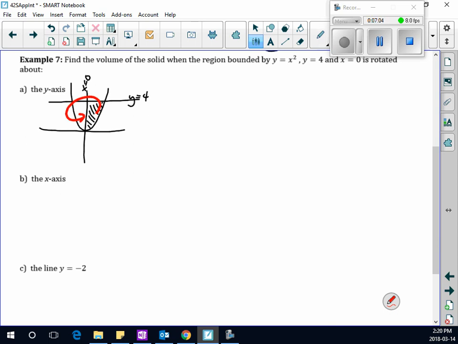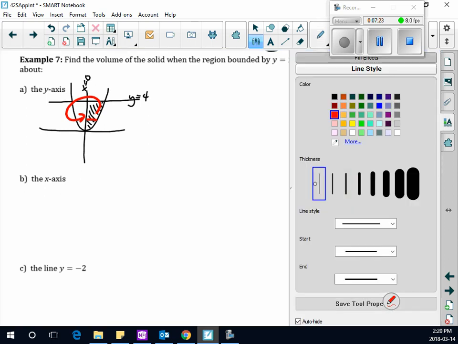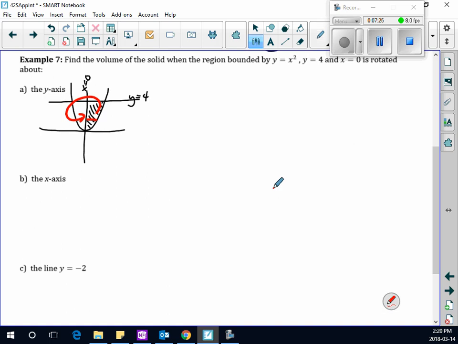So if I'm rotating it around there, can you picture which way I'm stacking? I'm stacking with a thickness of dy. So again, I need to solve for y for my first, and you probably already know by now that x equals the square root of y from the previous example.